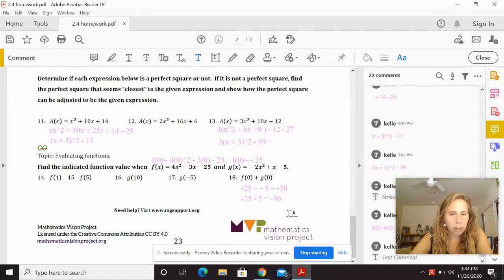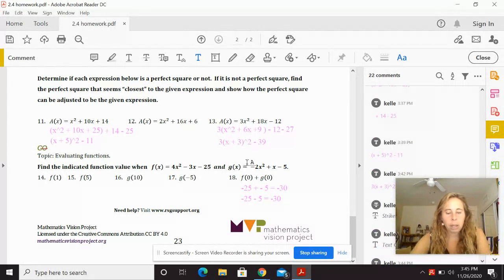I'll go ahead and do one more. Let's see if I can delete this. Oh, I can. Okay. Let's do g of negative 5. Let's do number 17. All right, so we'll do it up here. G of negative 5.